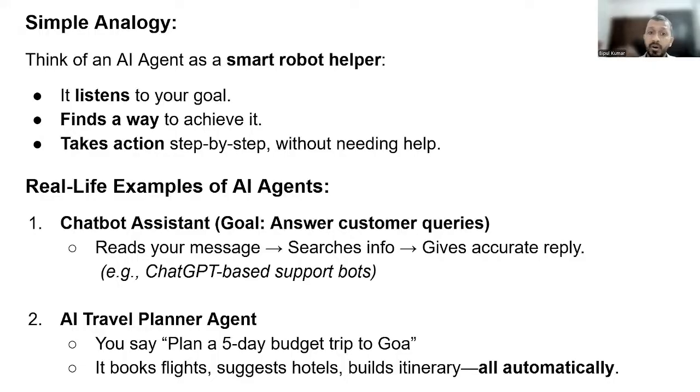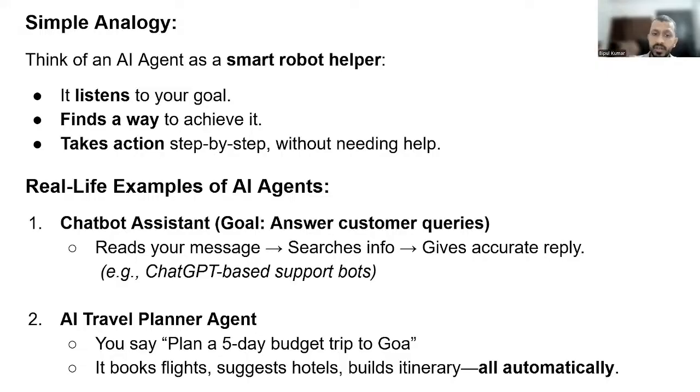Then it will find out all the possible ways to achieve it, right? And then it will take the action step by step. Okay, first it will try to achieve the first goal, second goal, third goal. Like some examples, there is a chatbot assistant we want to create which can answer the customer queries.